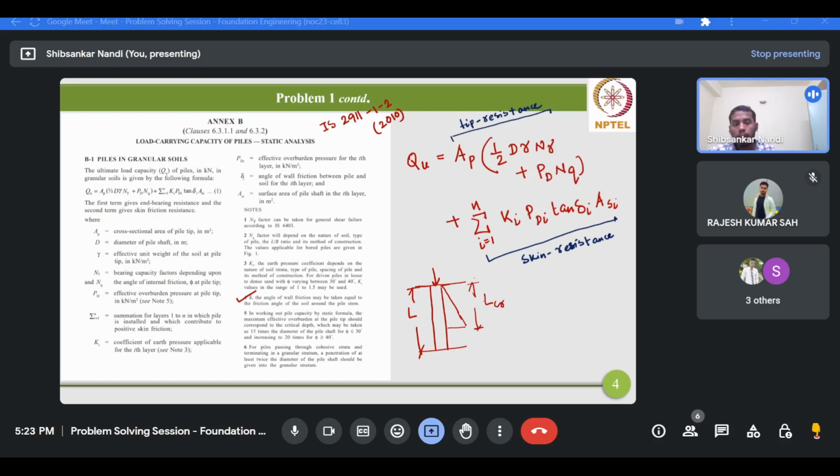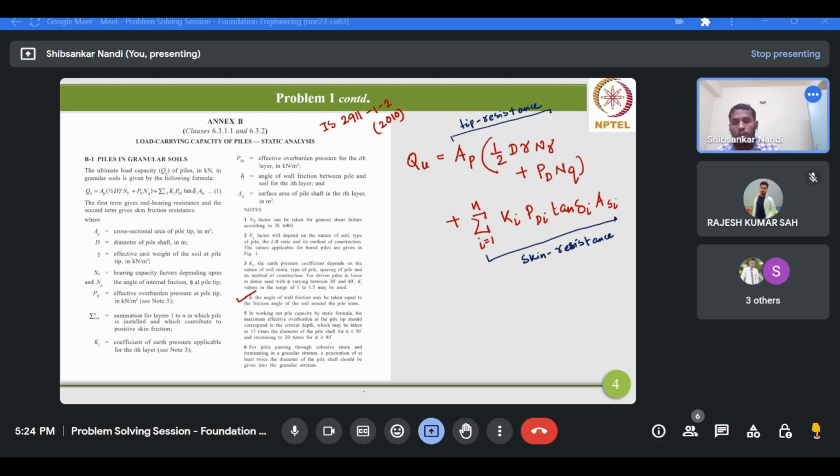Now over the remaining length of the pile, that is L minus L critical, the skin friction will remain constant. Whatever the mobilized skin friction at the level of L critical, that will remain the same over the remaining length of the pile. So this is the critical length concept, and we have to use it for this problem. Before utilizing this concept, we should know the critical length of the given pile.